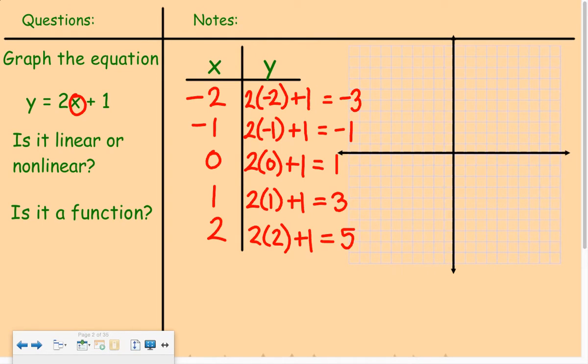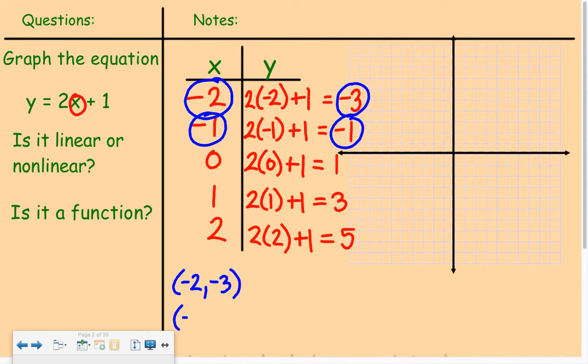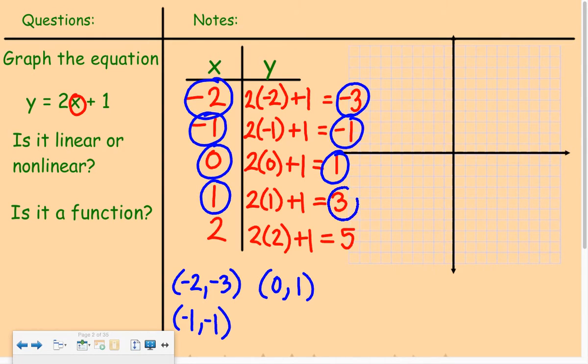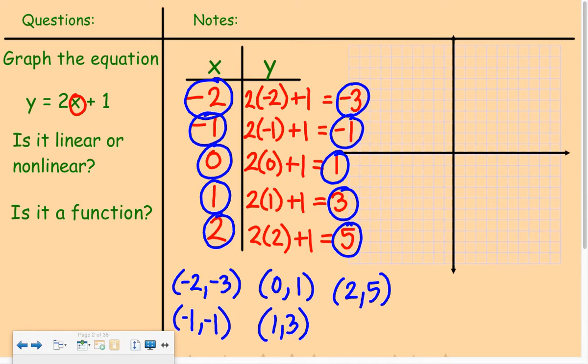So now I have 5 ordered pairs. So -2 and -3 is an ordered pair on my graph. -1 and -1 is an ordered pair on my graph. 0 and 1. 1 and 3. 2 and 5. So now I'm going to take all these coordinate points and graph them.